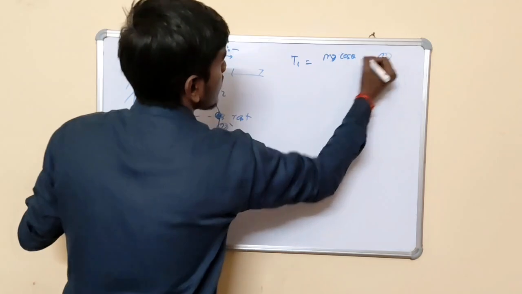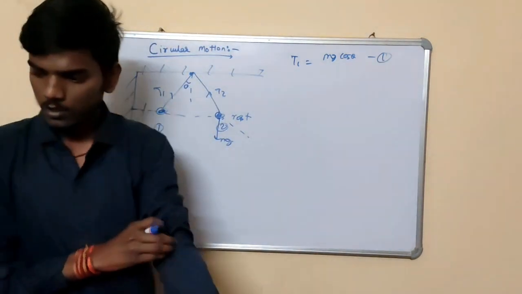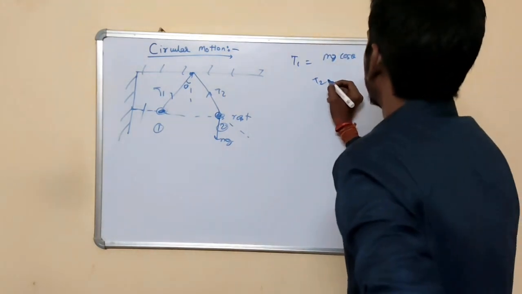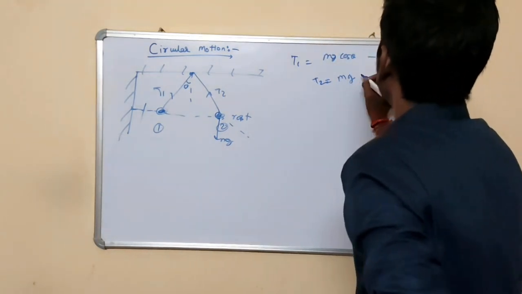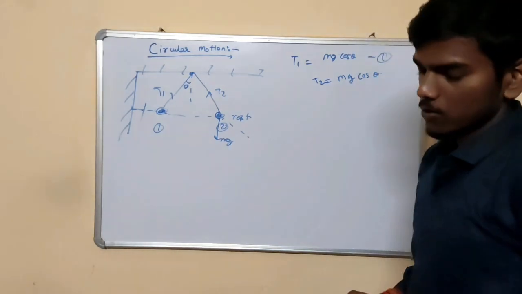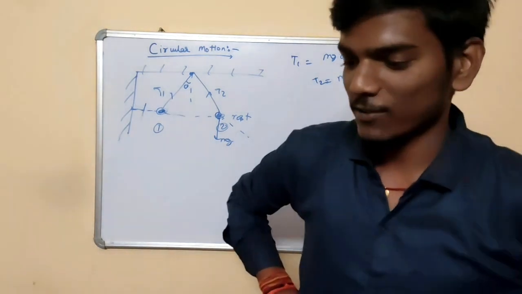This was from equation number 1, and after resolving the second equation, what we get is T2 equals mg cos theta. So this went wrong, it will not be solved like this, my whole video went wrong.